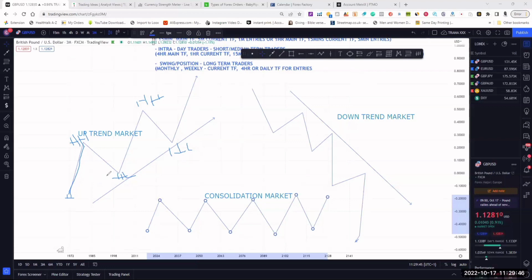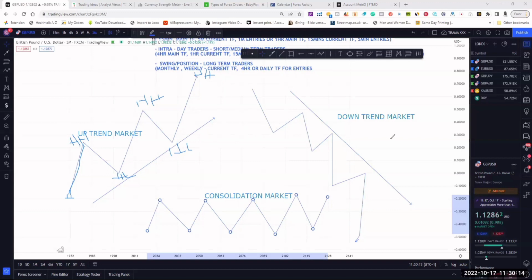This one is lower than this, and this one is higher than this. So you see the structure keeps repeating itself until another new higher high opens. So in an uptrend, we have this structure: higher highs, higher lows, higher highs, higher lows, higher highs, higher lows.